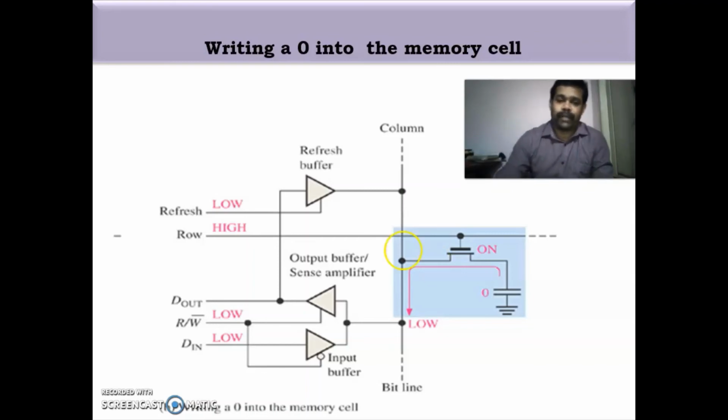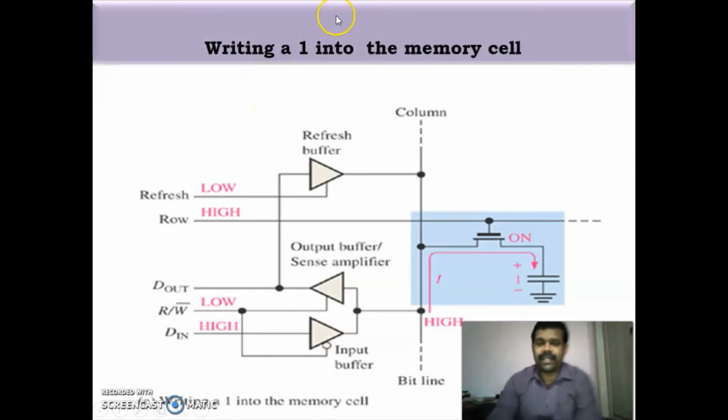If you make this row line low, then this capacitor will be disconnected from this line, and the 0 will be stored in the capacitor. This is nothing but writing a 0 in the memory.